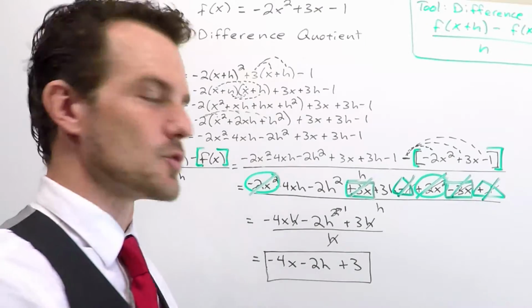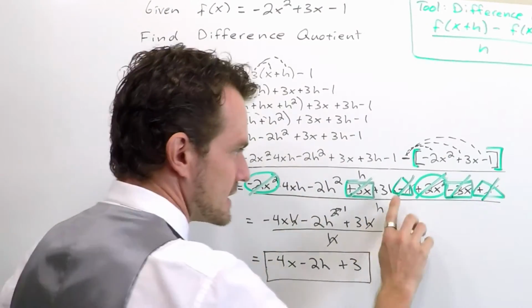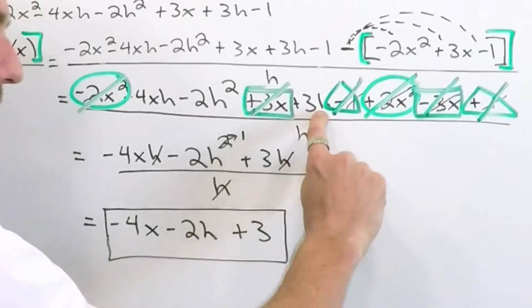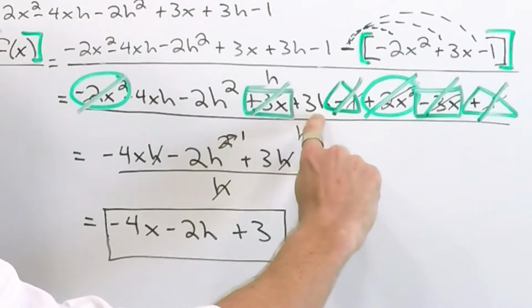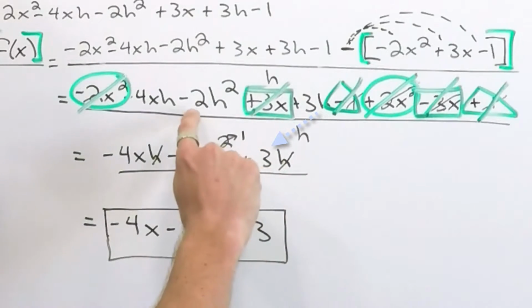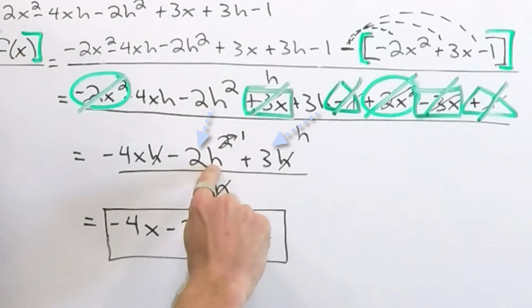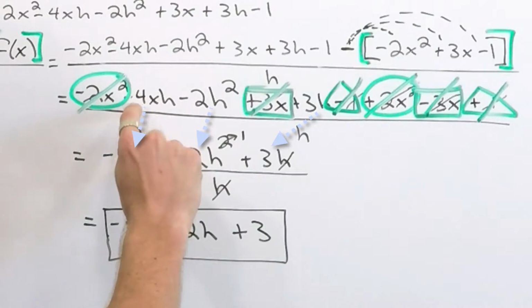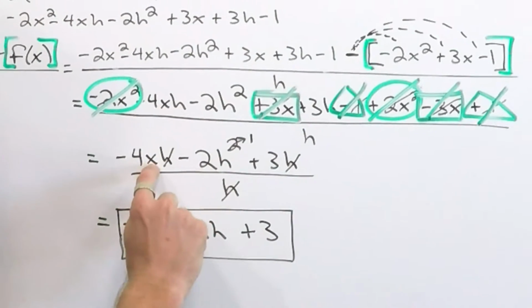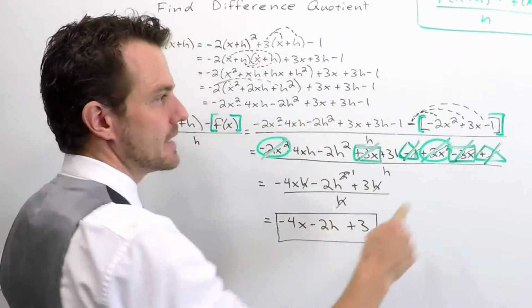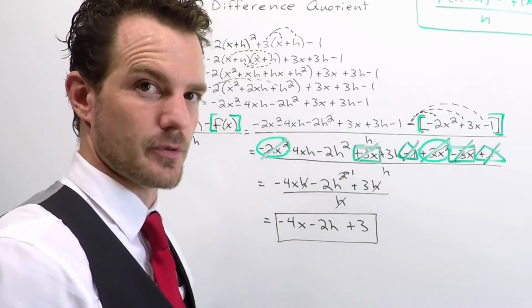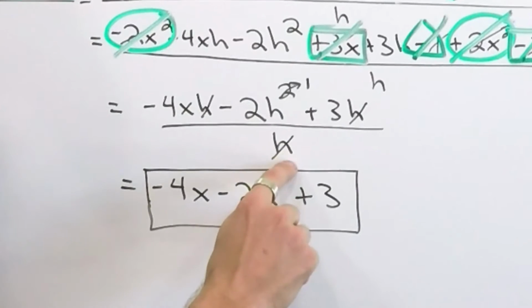What this leaves us with, and I wasn't as careful as I should have been, we'll still have a 3h. That didn't get canceled, just the minus 1 did, so the 3h will appear. The minus 2h squared still appears. And minus 4xh also appears. Everything else canceled from the original. That's what you should look for. Down here, the h's will cancel.